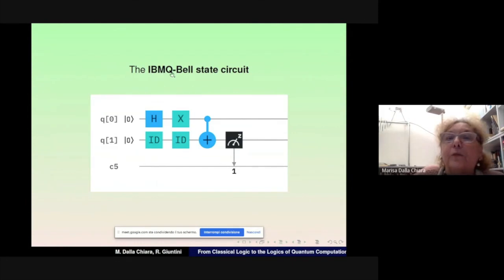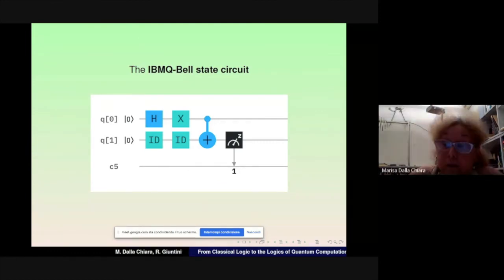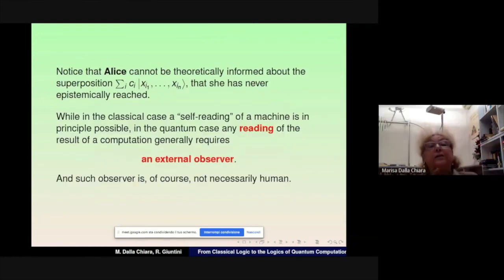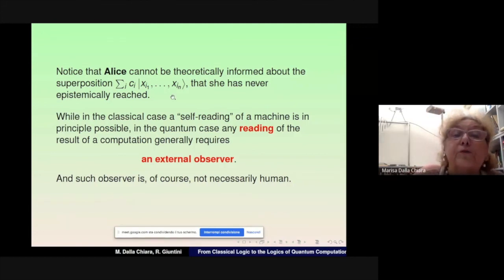So in the case of the IBM Q Bell state circuit, this was the circuit, and at the end of the circuit, a measurement has been performed. This measurement, in a very intuitive way, is indicated by this figure. So at the end, we have a measurement that destroys any possible superposition and transforms superpositions into registers. Notice that our Alice cannot be theoretically informed about this genuine superposition, that she has never epistemically reached. While in the classical case, a self-reading of a machine is in principle possible, in the quantum case, any reading of the result of a computation generally requires an external observer, and such observer is, of course, not necessarily human.